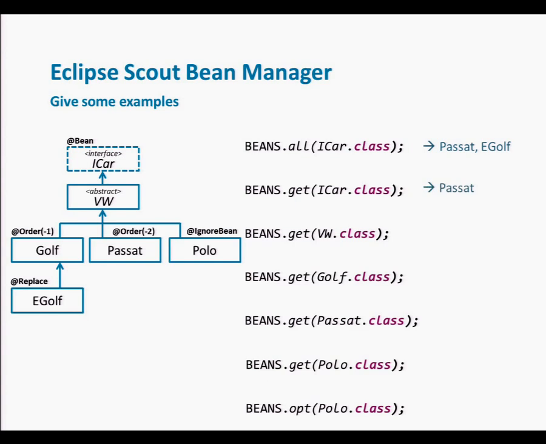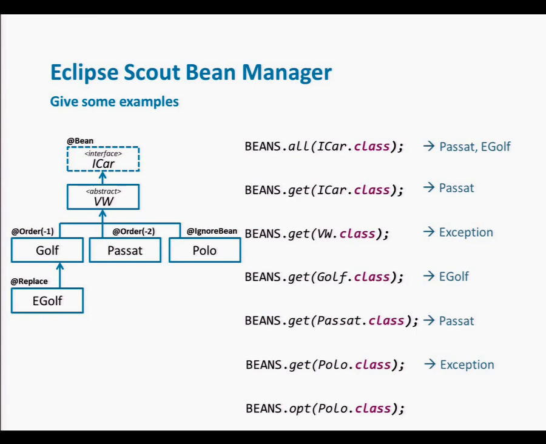If I query Volkswagen, you see here, it's an abstract class, I will get nothing. That will result in an exception. If I query for Golf, I will not get the Golf, but the e-Golf instead. If I query for Passat, I will get the Passat, because the Passat is an absolutely valid bean. If I query the Polo, I will get an exception because the Polo is ignored.